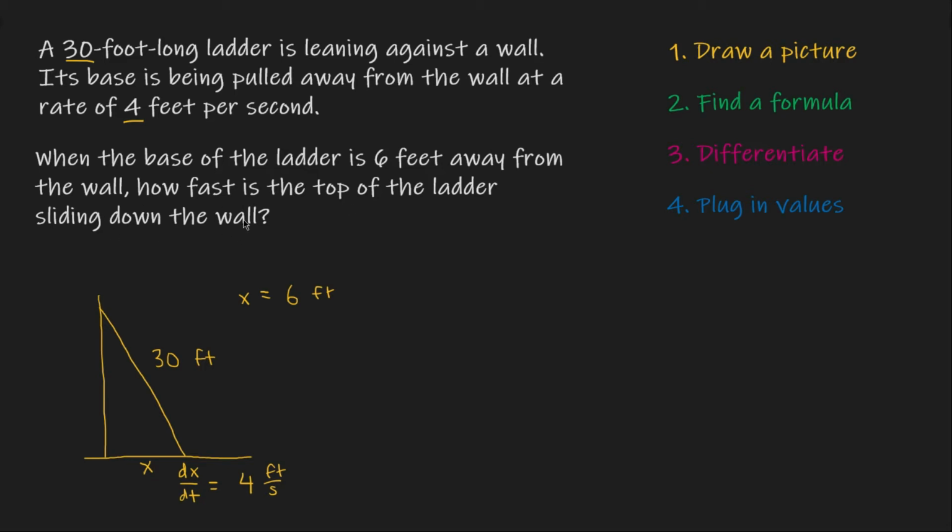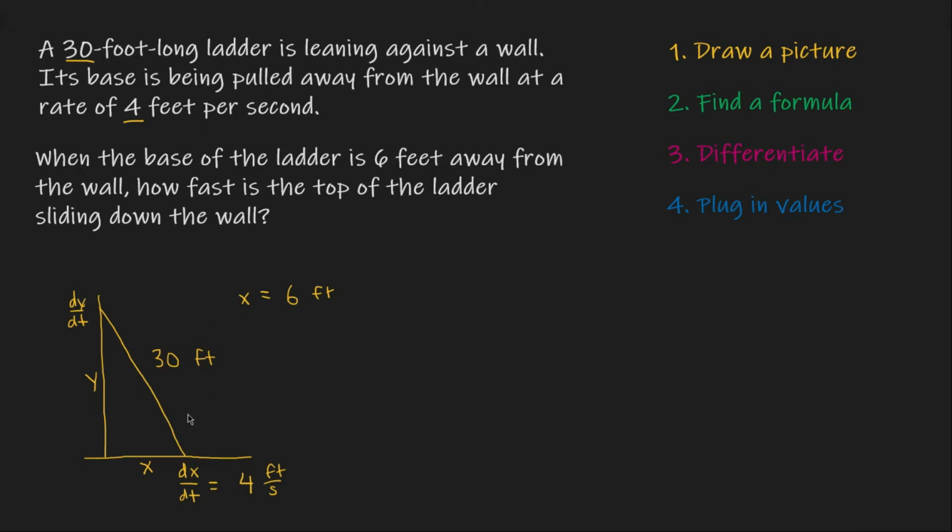How fast is the top of the ladder sliding down the wall? Here we're dealing with the distance from the top of the ladder to the ground, so let's label that y. We're dealing with how fast it is moving, so we know we're dealing with the rate. Next to this y, let's write dy/dt, the change in y with respect to time. So here are all of the values that the problem gives us.